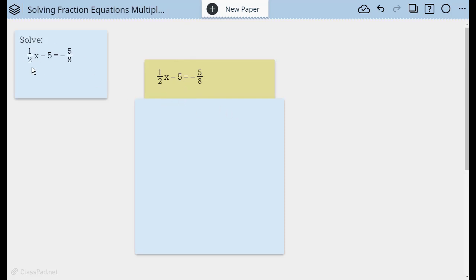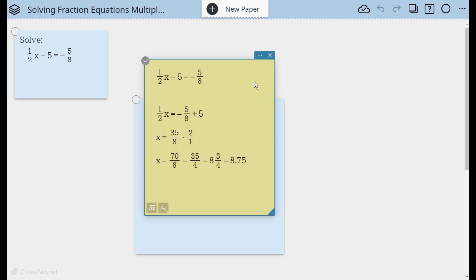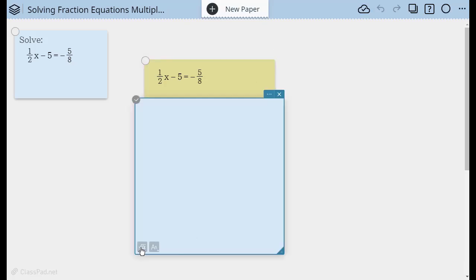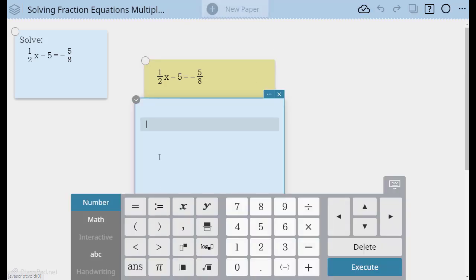So here's the equation we're being asked to solve. So we've got 1/2 times x subtract 5 equals a negative 5/8. So in the text sticky, the nice thing about the text sticky is you can do math type. So when I hit that button down there at the bottom right corner, I get the keyboard up, which means I now have my templates. And so they can show their work in actual standard form and show their work without having to convert between decimal and fraction. They can actually use the fraction equivalents.